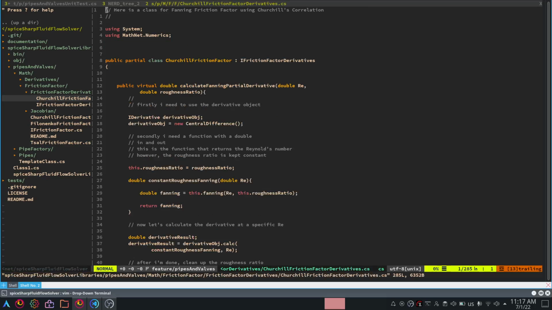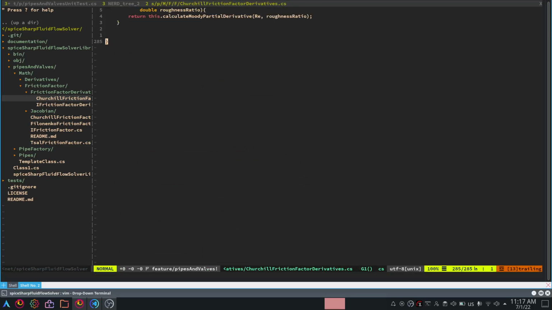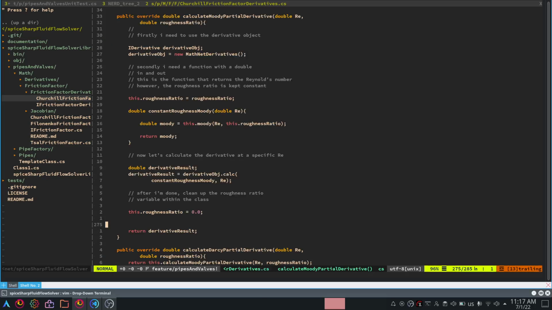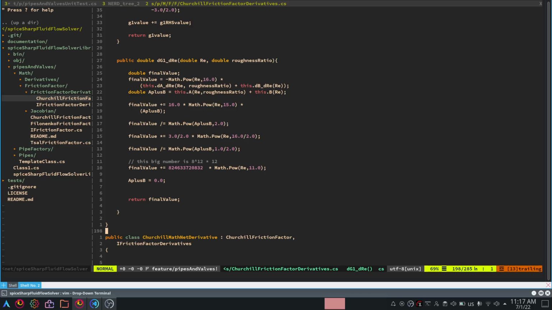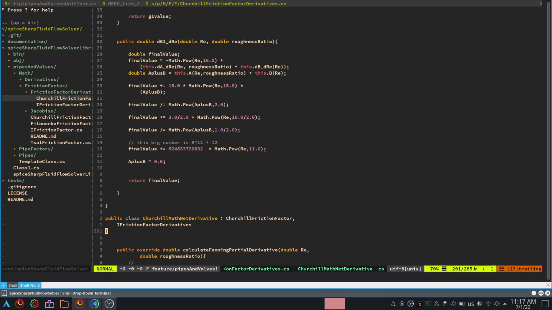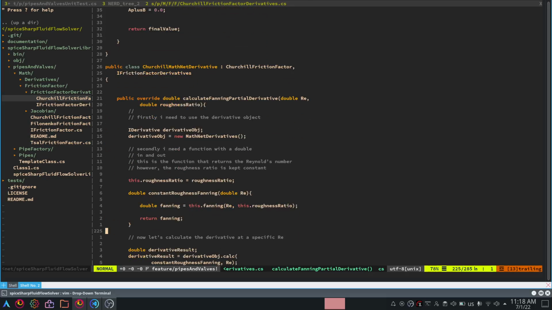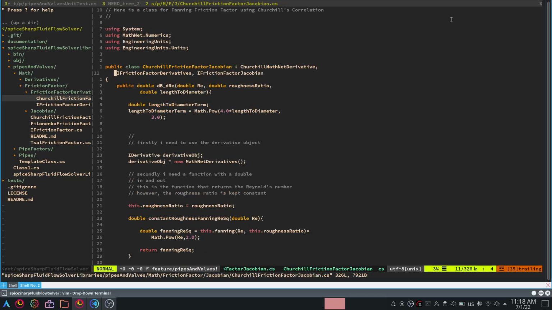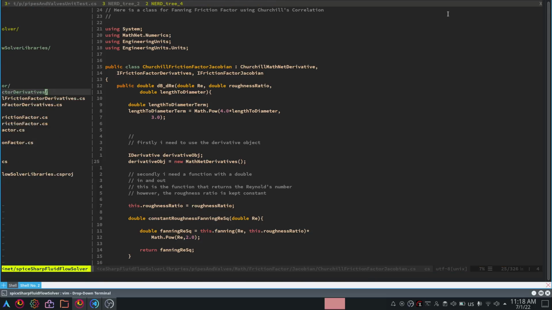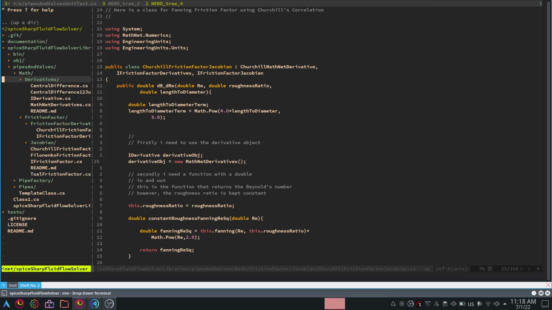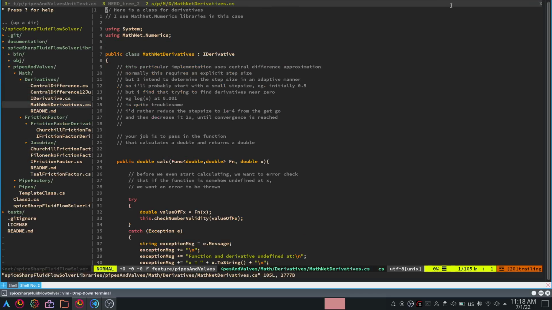Okay, so the Churchill mathnet derivatives will be under Churchill friction factor, and then you do it over here. The main difference is that we use the mathnet derivative object over here, and then we'll use that to calculate our derivatives. You can go and take a look in your own time at these derivatives. Maybe I'll just show it to you. It's actually better. Okay, mathnet derivatives.cs.